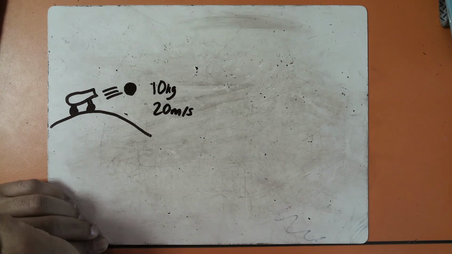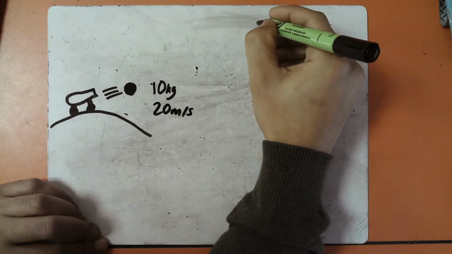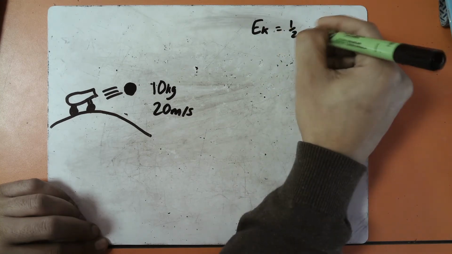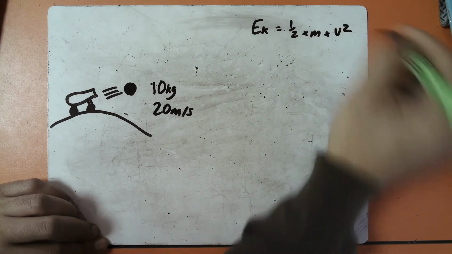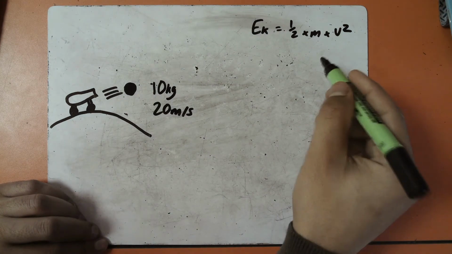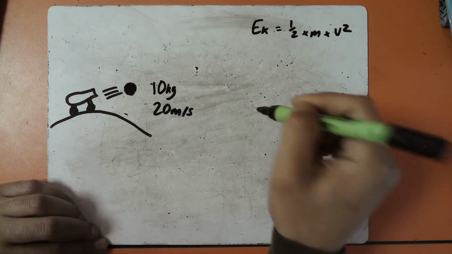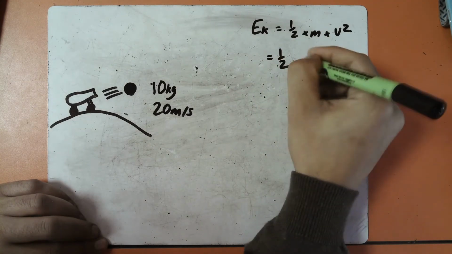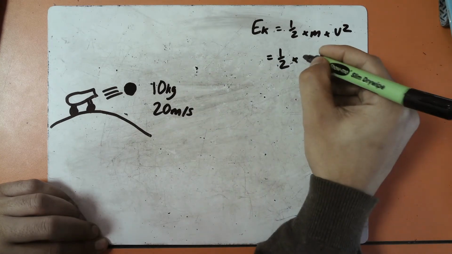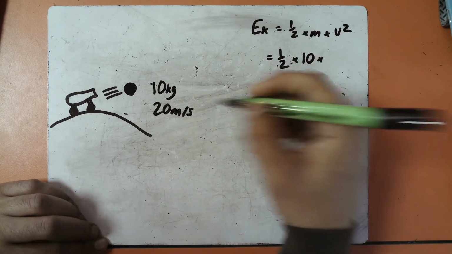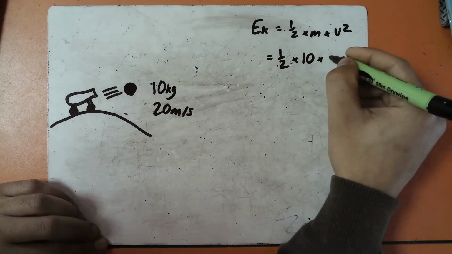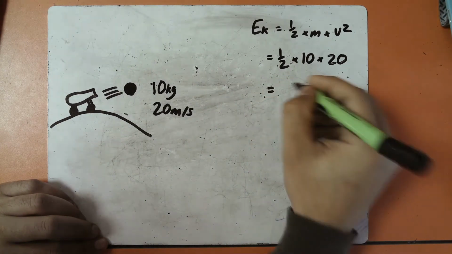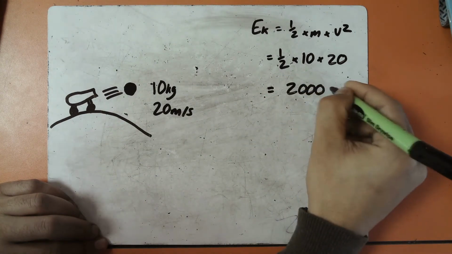So the first thing we need to do is write out our equation that we will be using. So kinetic energy equals half times mass times velocity squared. We then need to substitute the letters with the numbers and again check the units of the numbers before we start calculating. So half times mass, which should be in kilograms, 10, times velocity, again in meters per second, times 20 meters per second. If we calculate that, the answer should be 2000 joules.